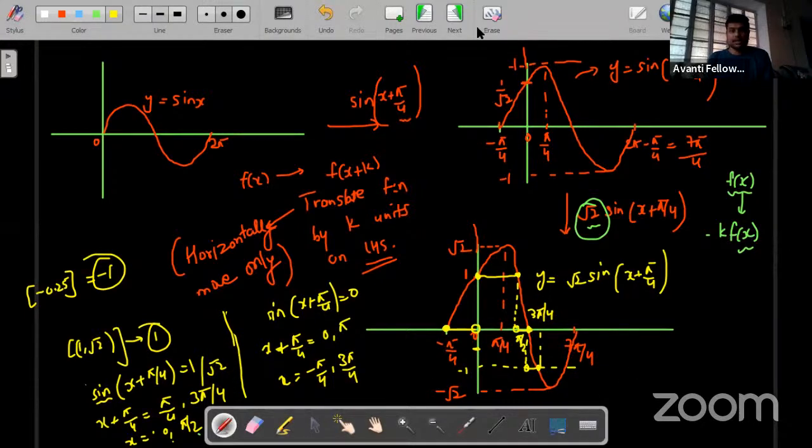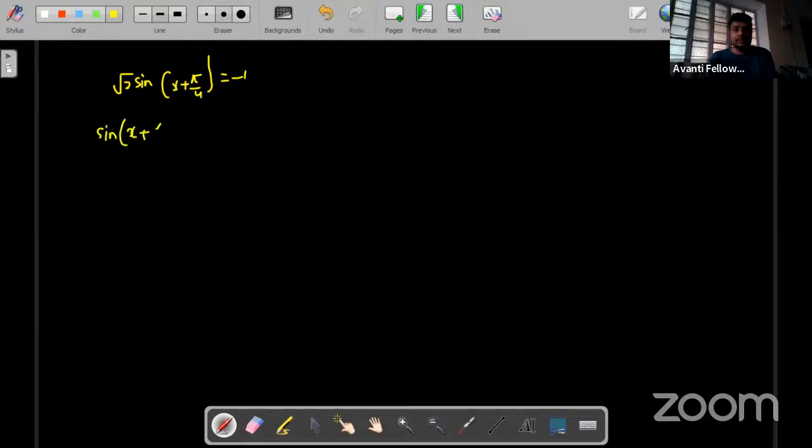Okay, so on the next page I'll write it down. Root 2 sine(x plus pi by 4) is equal to minus 1. So we are getting sine(x plus pi by 4) is equal to minus 1 by root 2. So x plus pi by 4, for minus 1 by root 2, we will be getting in the third and fourth quadrant. Sine theta is negative in the third and fourth quadrant. So here you can see 1 by root 2. If I take magnitude only, 1 by root 2 means pi by 4. Oh sorry, theta is pi by 4 when sine theta is equal to 1 by root 2.